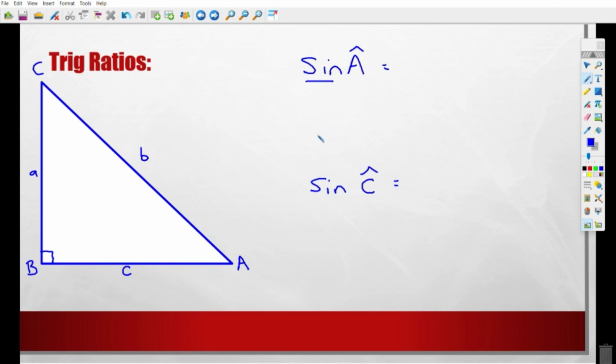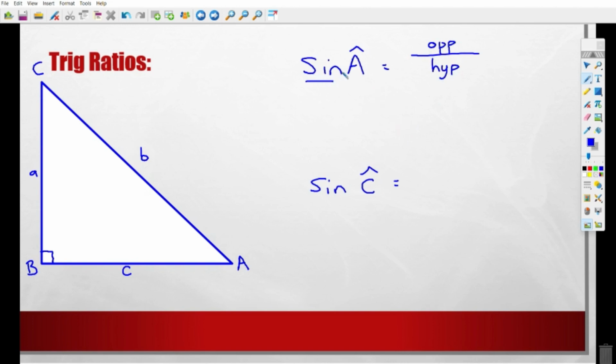All right, so sine. If you remember from your investigation, maybe you didn't do an investigation on trig, sine is just a ratio, and the ratio is opposite over hypotenuse. So what does this mean?